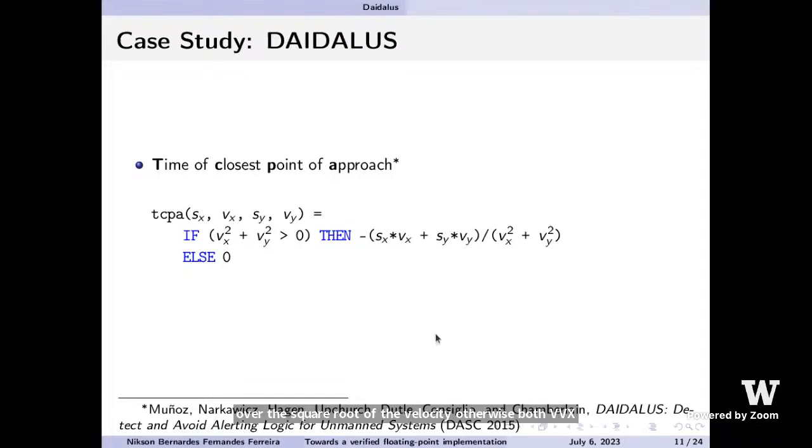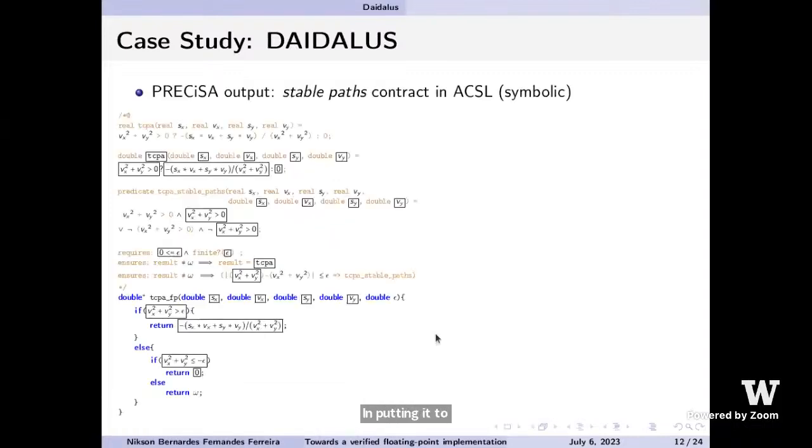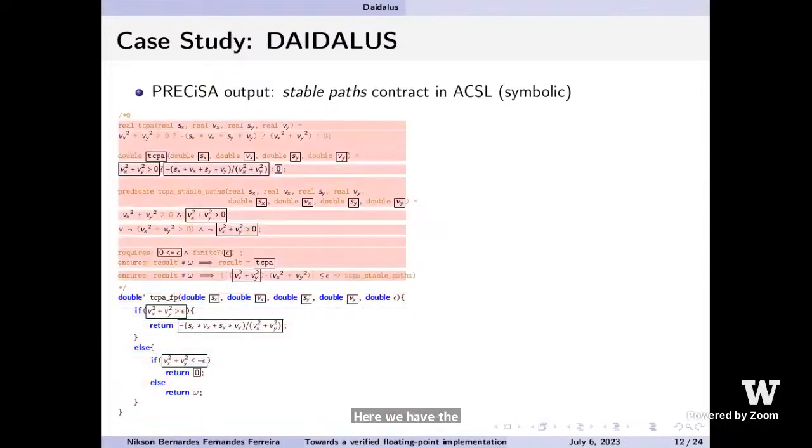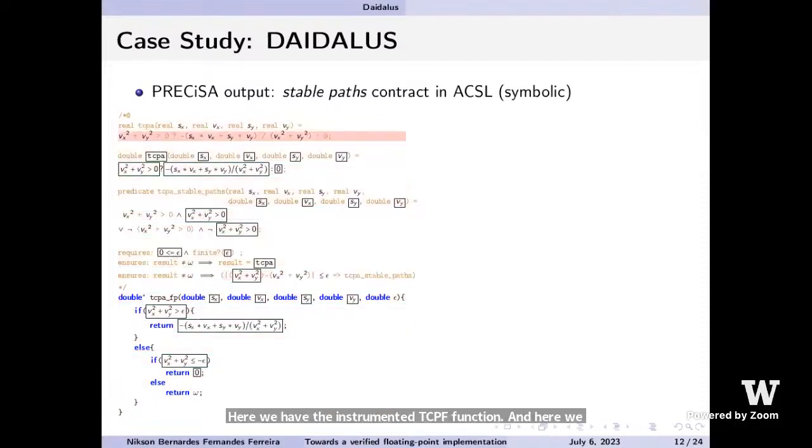Inputting it to PRECiSA generates two functions. The first one is purely symbolic, and the second one is with concrete values. Here we have the instrumented TCPA function, and here we have the annotations. This first line here is just the same TCPA declaration over the reals, and it's just a question of notation here.